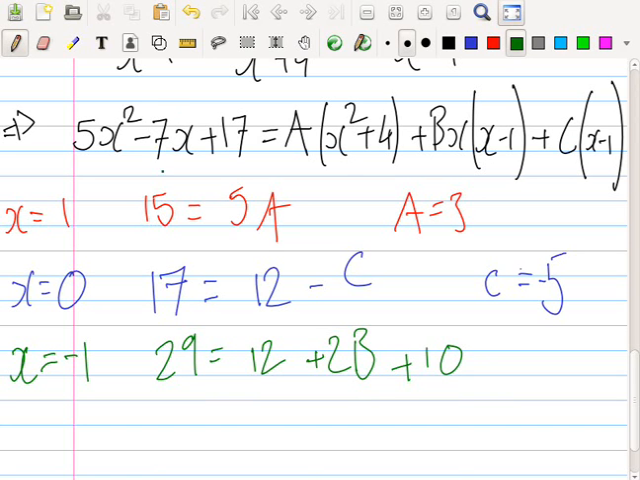Let me double check. 5 plus 7 is 12. 12 plus 17 is 29. Oh, sorry, this is 15. 5 times 3 is 15. Okay. So I get 2b is 4. So b is 2? Okay.